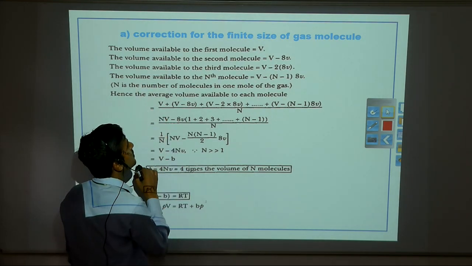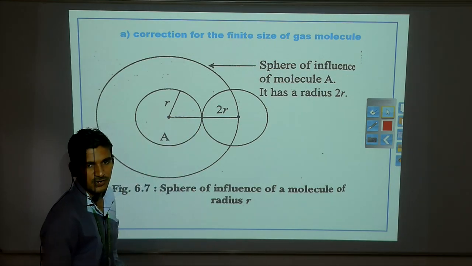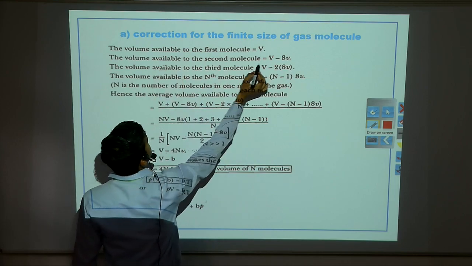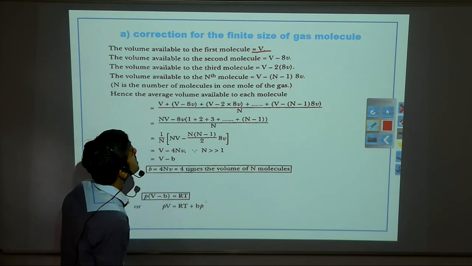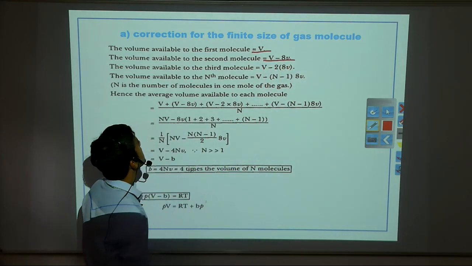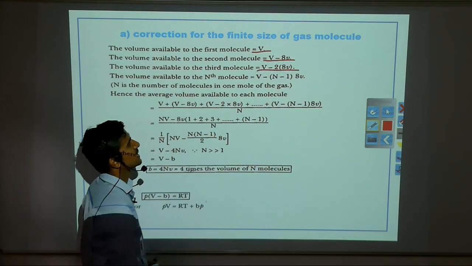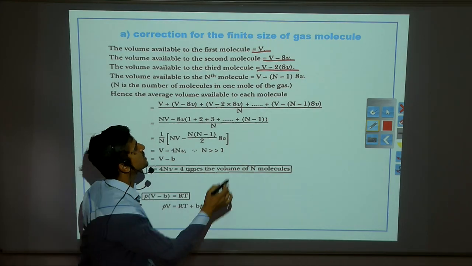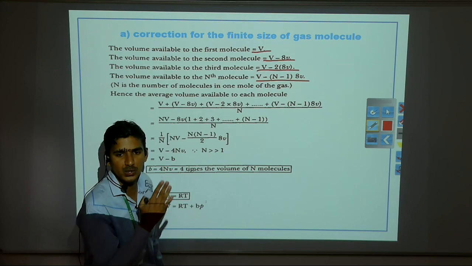The volume available to the first molecule is V. This is the first molecule. The volume available to the second molecule is V minus 8v. The volume available to the third molecule is V minus 2 into 8v. Next, the volume available to the nth molecule is V minus (n minus 1) into 8v.